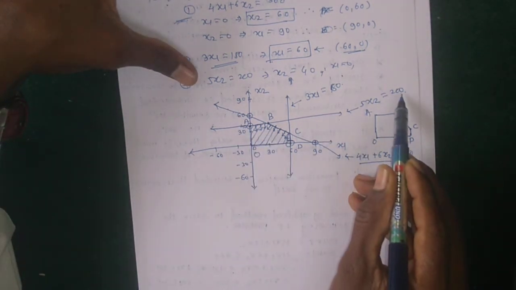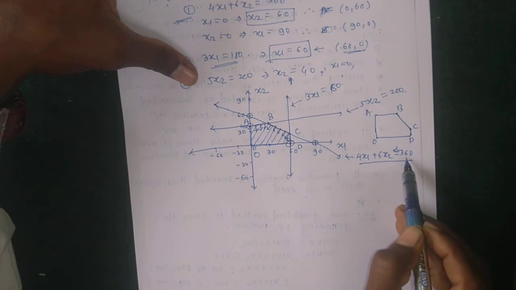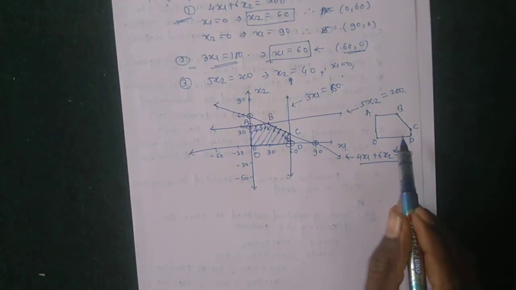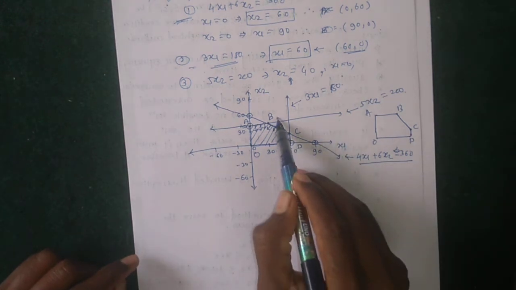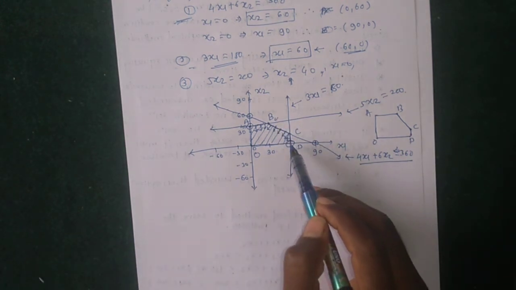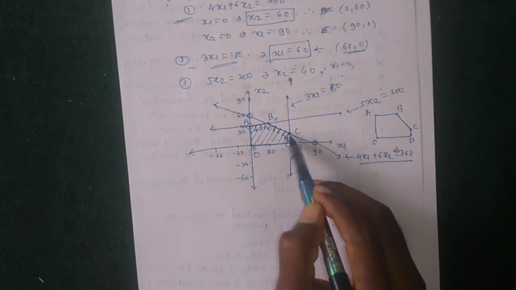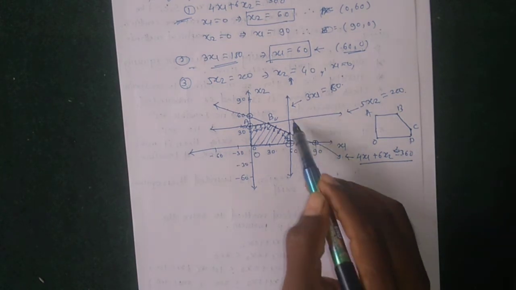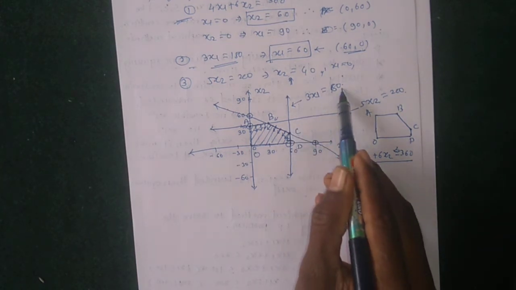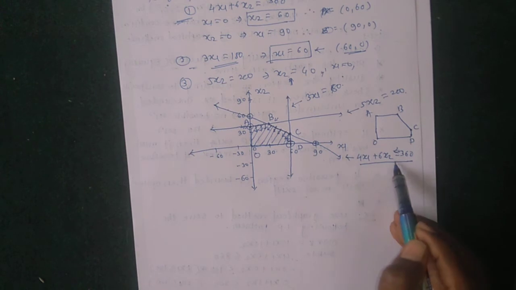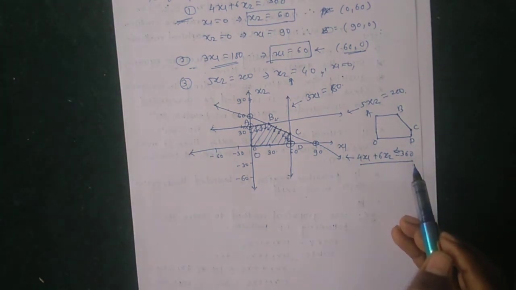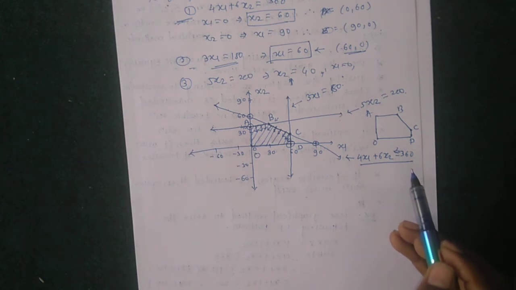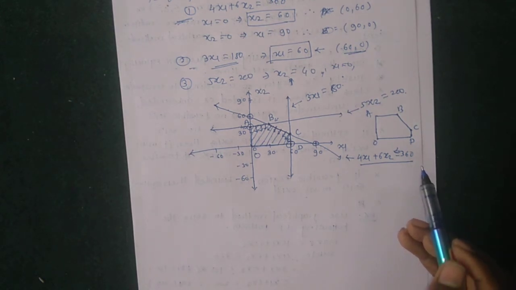So 5x2 is equal to 200 and 4x1 plus 6x2 is equal to 360. Using these two lines we find these points. Point C is the intersection of these two lines, 3x1 is equal to 180 and 4x1 plus 6x2 is equal to 360. So using all of this, find the points.